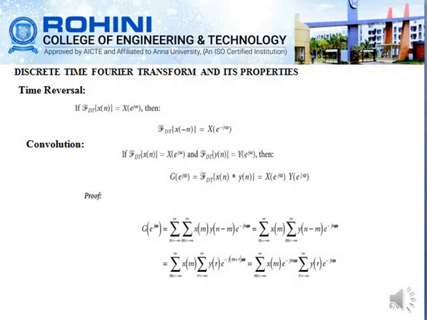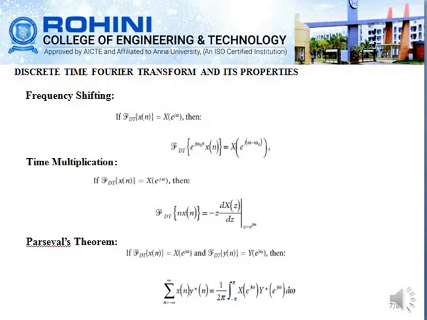Here we make a substitution. n minus m is replaced by r, so n is equal to m plus r. So the summation m equal to minus infinity to infinity x of m, and summation r equal to minus infinity to infinity y of r e power minus j (m plus r) omega. So split the term: summation m equal to minus infinity to infinity x of m e power minus j omega m, and summation r equal to minus infinity to infinity y of r e power minus j omega r. That is equal to X of e power j omega into Y of e power j omega.